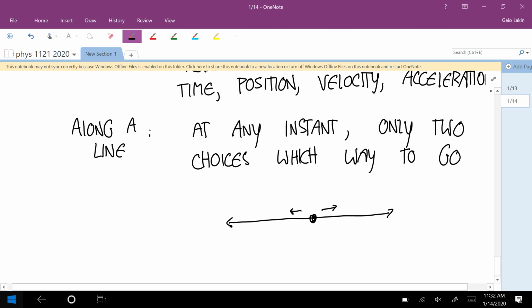Later on, when we go into a plane, you have an object here. It can go infinitely many directions, right? And we obviously don't have infinitely many signs. So positive and negative aren't going to be enough to tell us direction. And so we're going to have to come up with a new thing, which is vectors. But we're going to start out with these concepts just in the simplest mathematical way we can, just representing the direction by the sign.